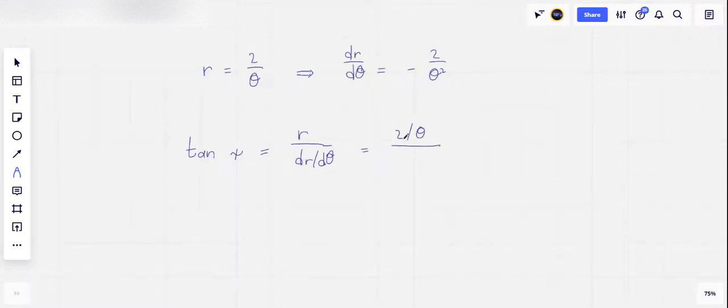Now, we can see here that r is equal to 2 over theta, which means that dr d theta is equal to minus 2 over theta squared. Now, the angle psi between the extended radial line and the tangent can be determined as follows. Tan of psi is equal to r over dr d theta, which from above is simply 2 over theta divided by minus 2 over theta squared. And so this simplifies to minus theta.